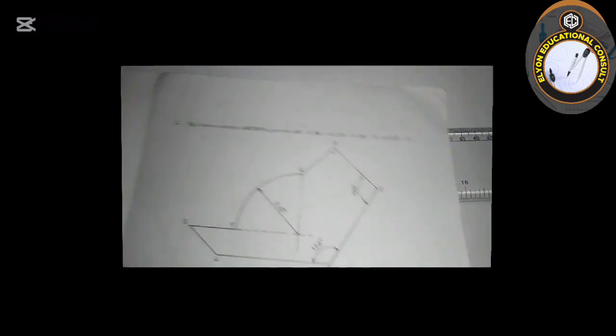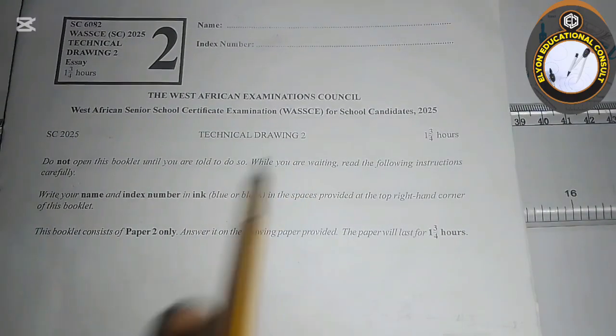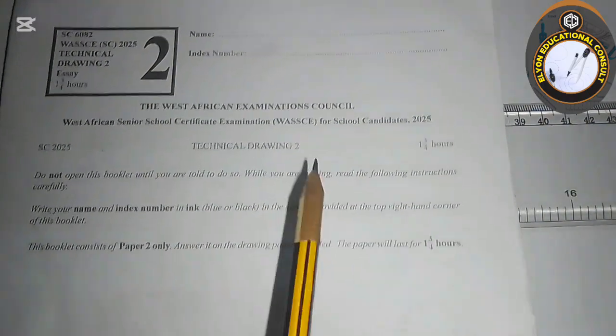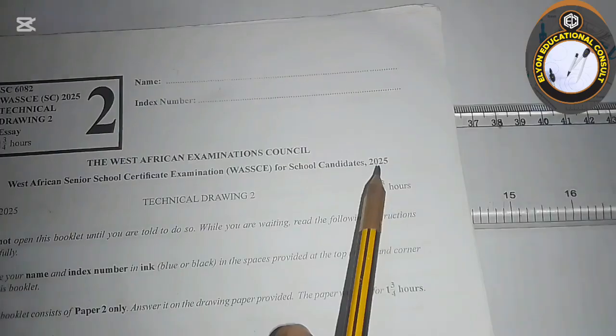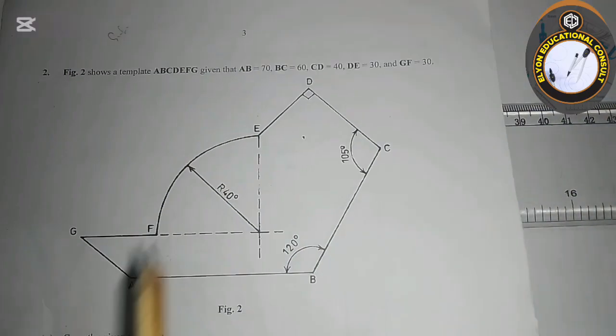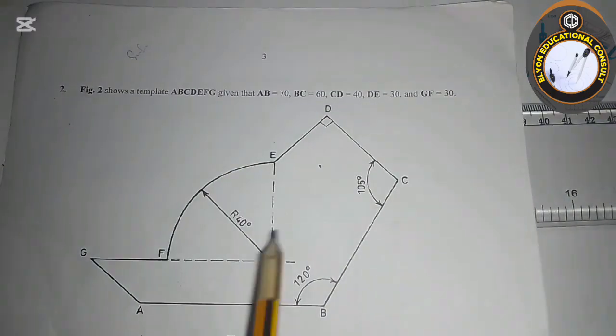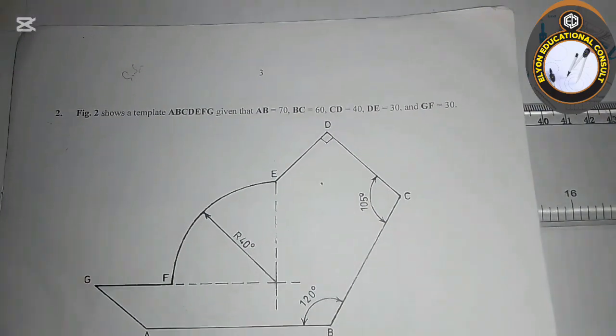In today's video I'm going to be solving question 2, this particular question of the technical drawing paper 2 of year 2025 past question. So let's quickly take a look at what the question says.